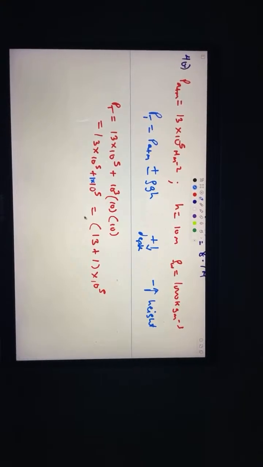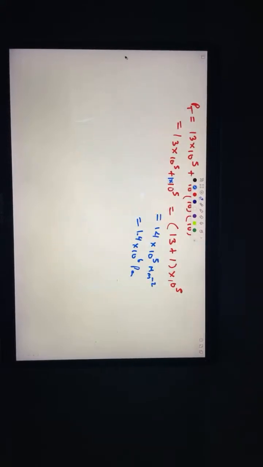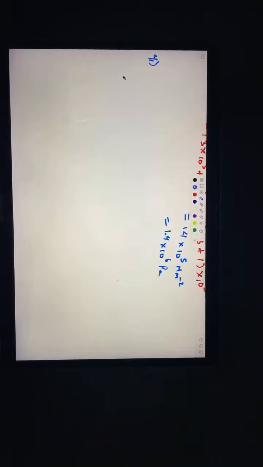So with that, you have 14 times 10 raised to power 5 newtons per meter squared, or pascals, depending on the units they want you to find. But you can convert these to standard form. That will be 1.4 times 10 raised to power 6 pascals. So 1.4 times 10 raised to power 6 pascals is the correct answer to that question. Let's move to question 41.